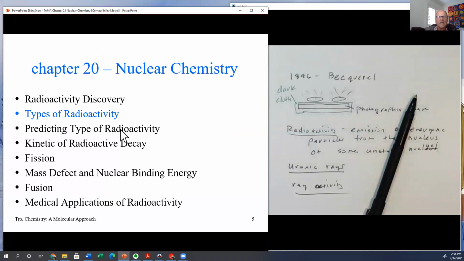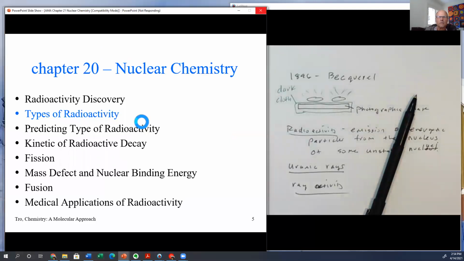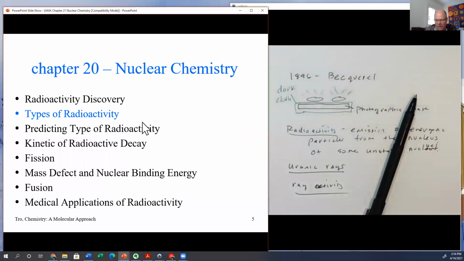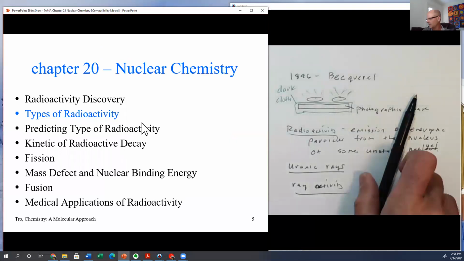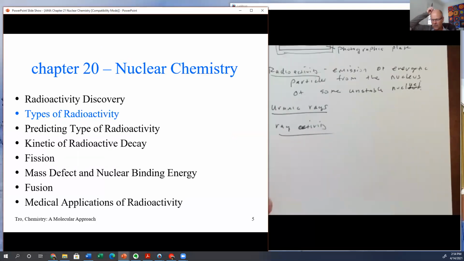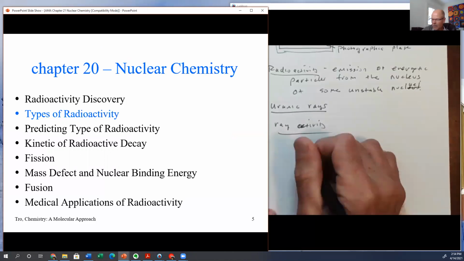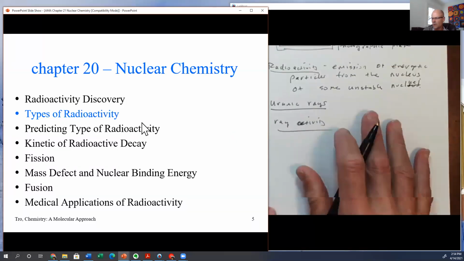Okay, so let's look at the different types of radioactivity. And what are these particles that are being given off by these nuclear processes? So first, let me remind you about the notation that we use.